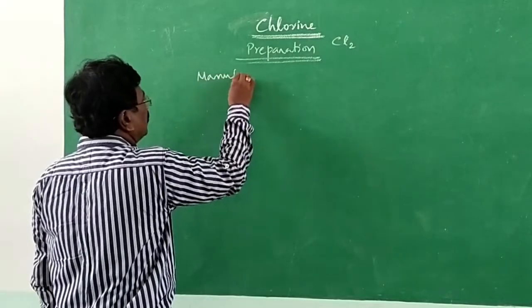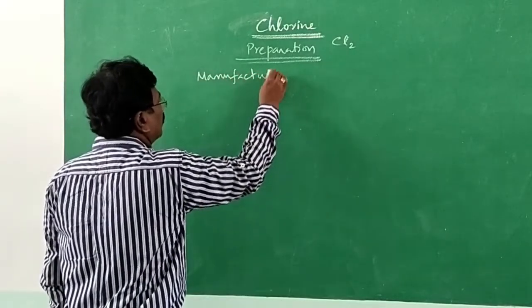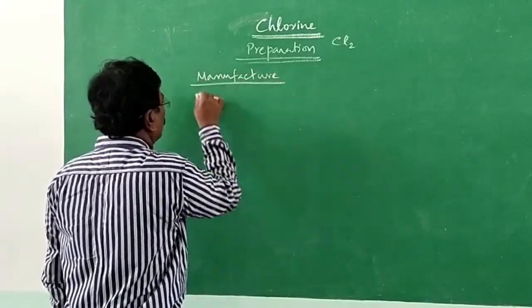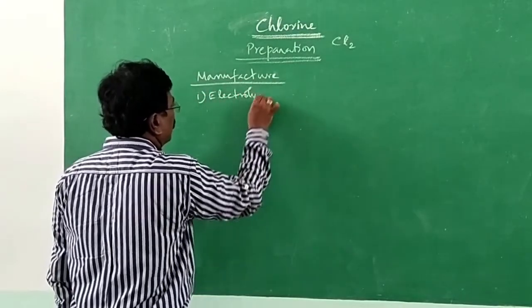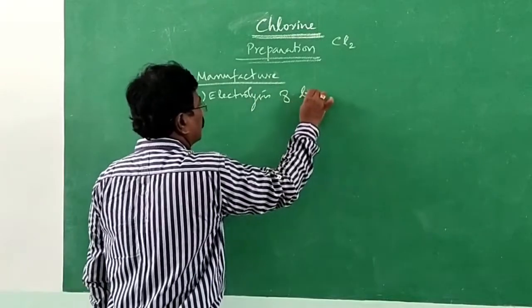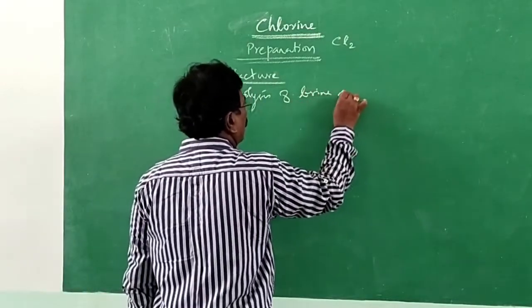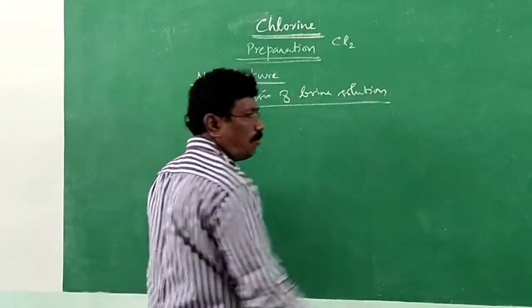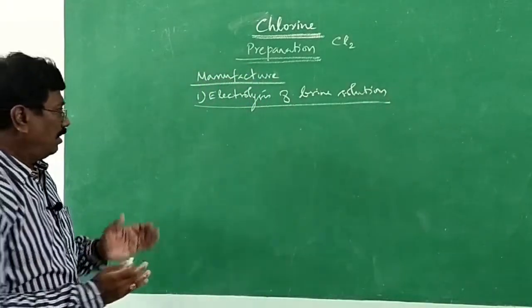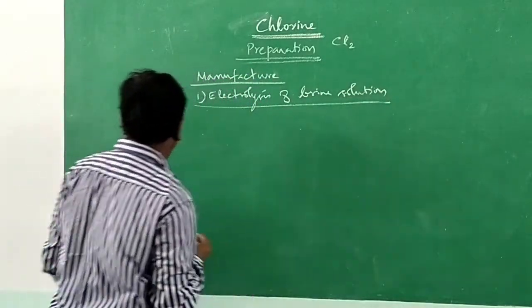Now let us go into manufacture. I have written that includes manufacture also. All right. First method, electrolysis of brine solution. What happens when it is electrolyzed? Let me write in 3 compartments.